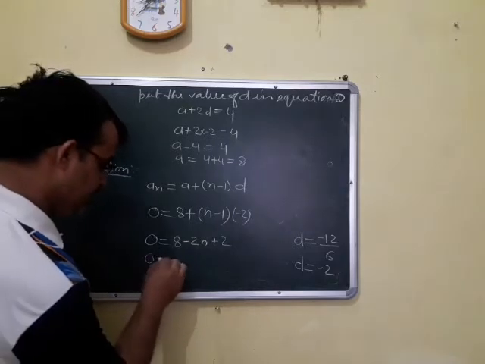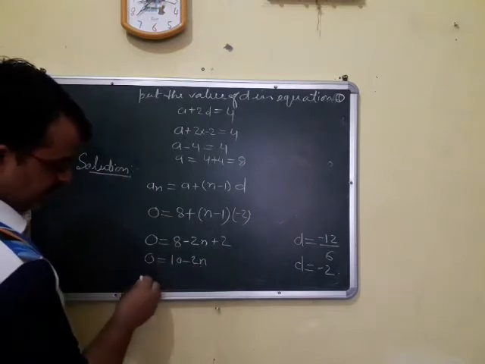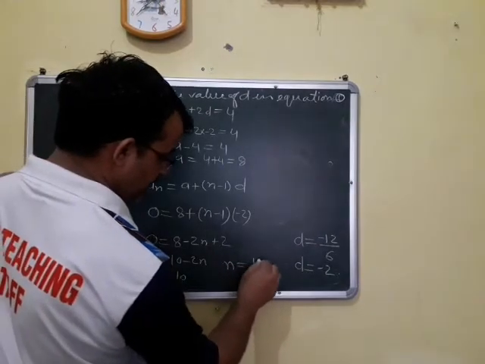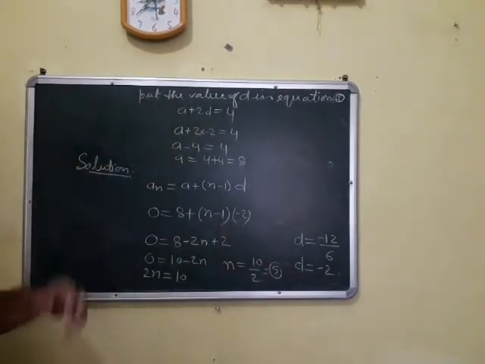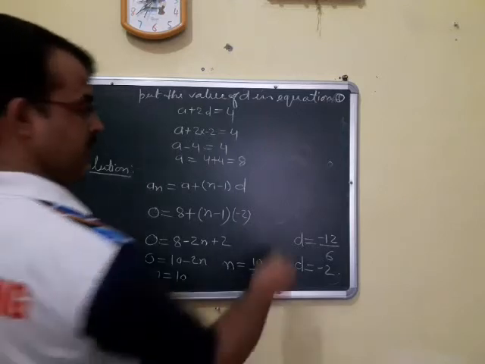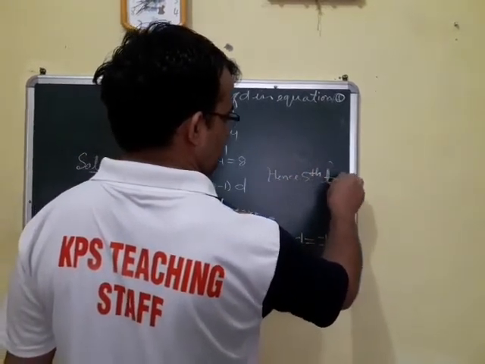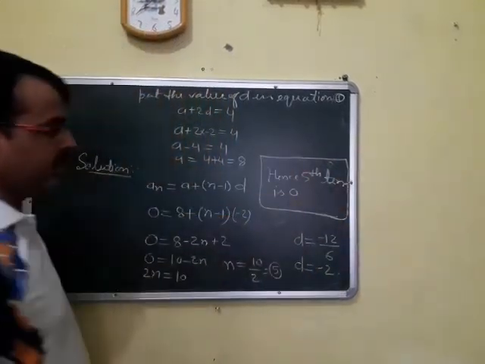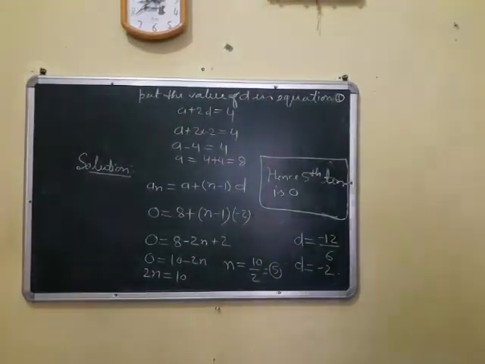So this one is right: 10 minus 2n. So 2n goes that side in positive. 2n is equal to 10. So n is equal to 10 by 2. We get here the fifth term is 0. Hence the fifth term is 0. This one is your answer. So easy. Now see the next question of this exercise.